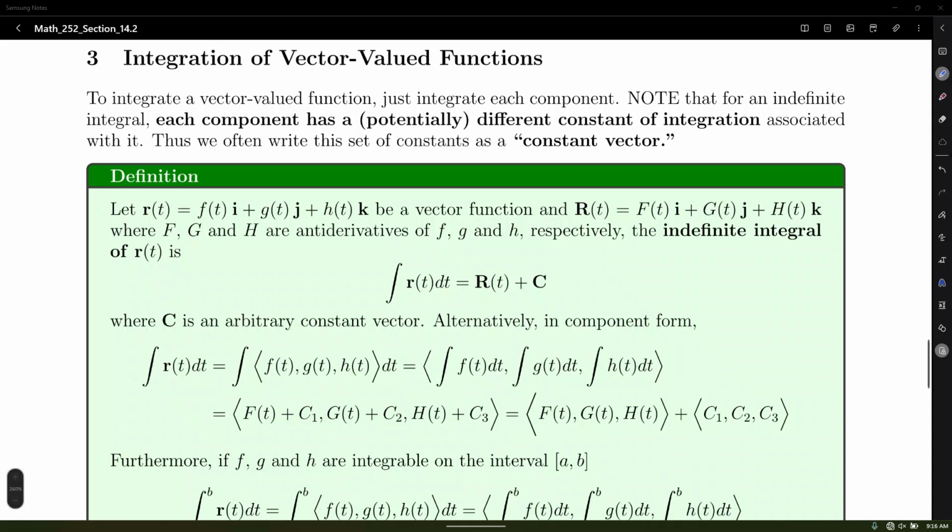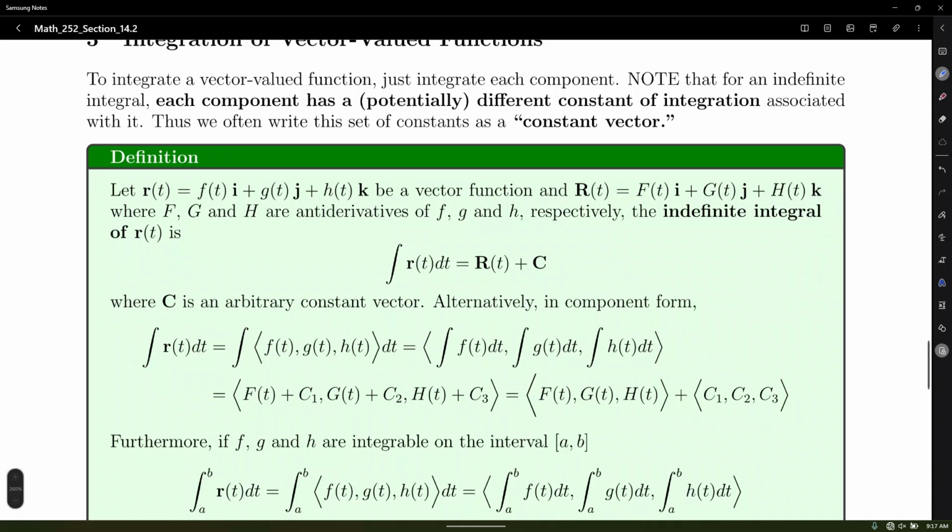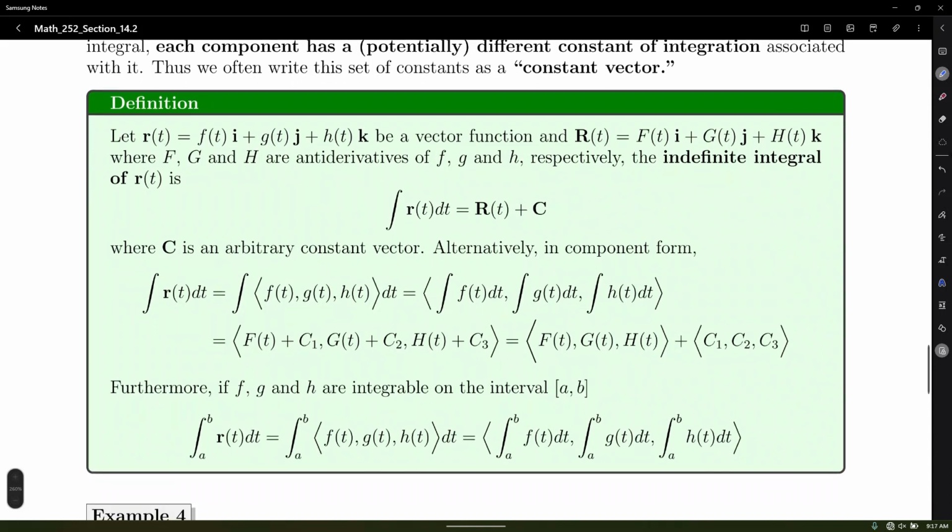So the last topic for this section 14.2 is about integrating vector valued functions. Well, so no new rules, no new integration methods. All methods you know from Calc 1, Calc 2. We're just going to put them in the vector valued function context. Well, but how do we put this together?